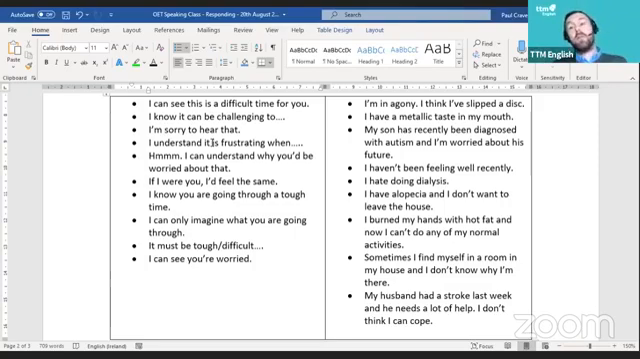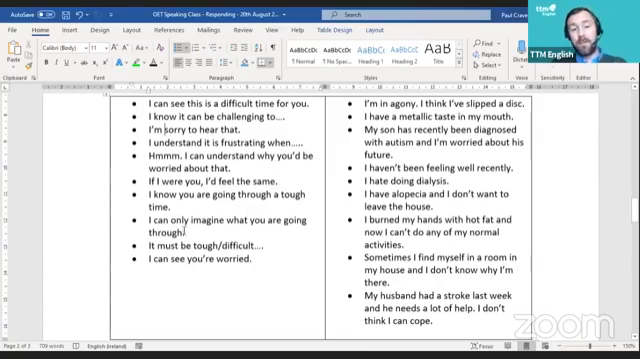But it's not a personal issue for you if you're a doctor or a nurse dealing with someone who's had sad news. It's not personal. You've got to be professional about it. So let's leave that out of there. Okay. I understand it's frustrating. I can understand why you'd be worried about that. If I were you, I'd feel the same.